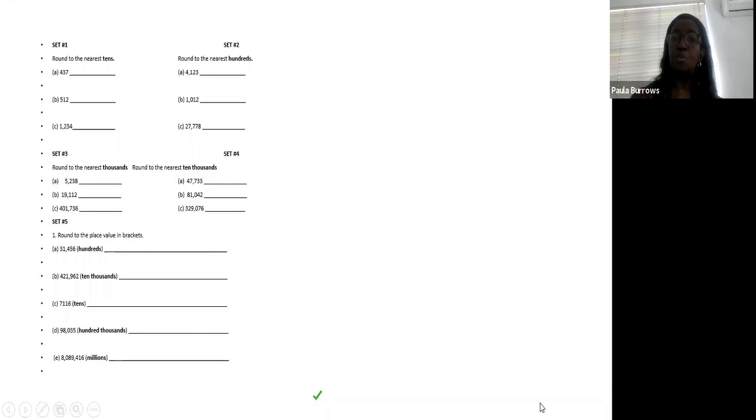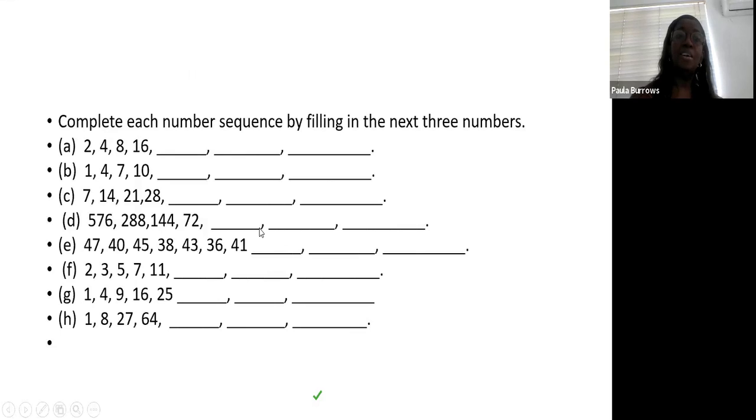Okay, let's see if I can open that up a little bit. You can't get around rounding, okay? They're going to ask you a gazillion questions on rounding in some form. So here we go.